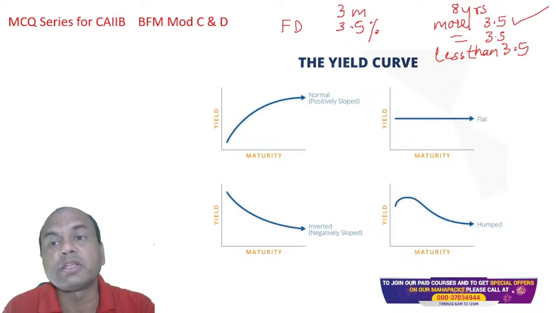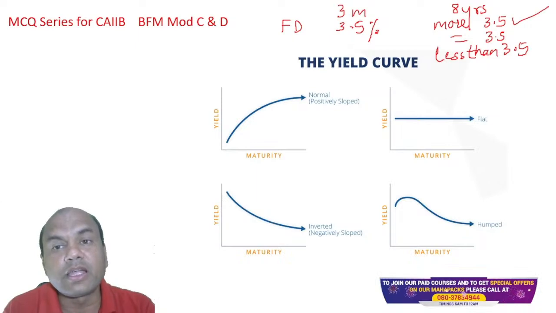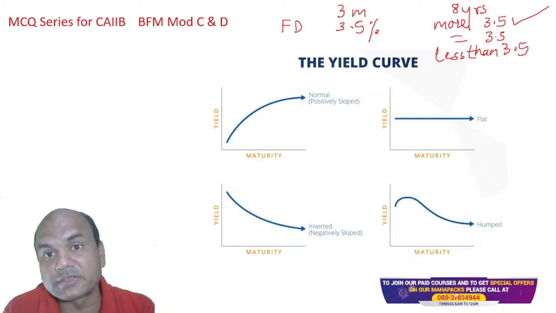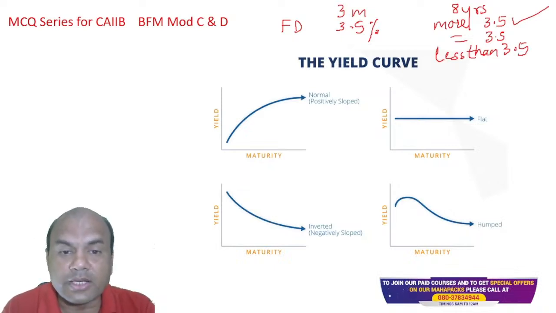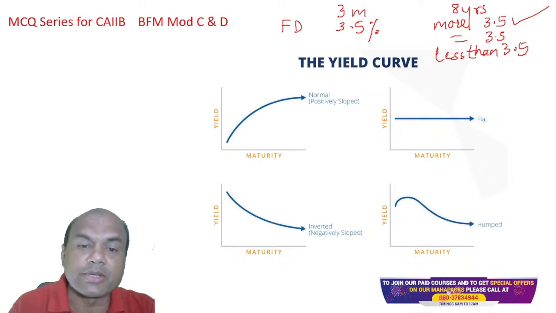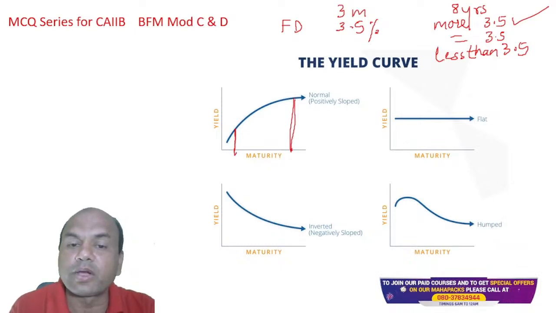Why? Because I'm keeping the money for a larger period. This depends on Keynes theory. It says that the more you part with your money, the more are the returns expected. Now look at this curve. This is the maturity period and this is the yield. This is 3 months over here and this is 10 years or 8 years over here. So the rate of interest over here is higher and over here it is lower.